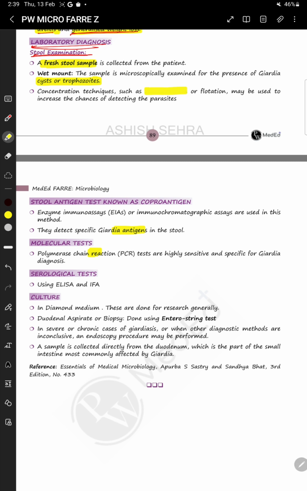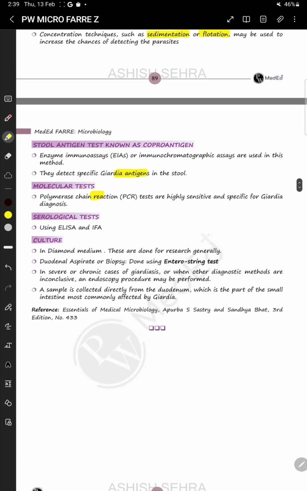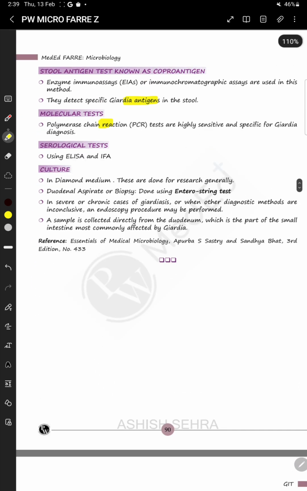Concentration techniques such as sedimentation or flotation may be used to increase the chances of detecting the parasite. Stool antigen test or coproantigen: enzyme immunoassays and immunochromatographic assays are used in this method.